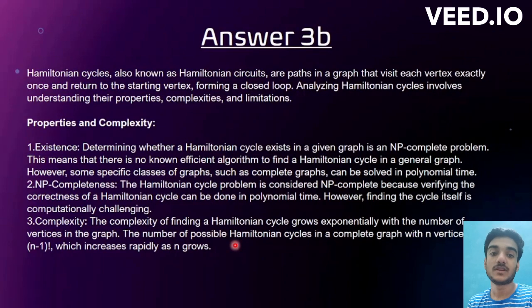Now, the answer for question number 3, part B. Hamiltonian cycles, also known as Hamiltonian circuits, are paths in a graph that visit each vertex exactly once and return to the starting vertex, forming a closed loop.